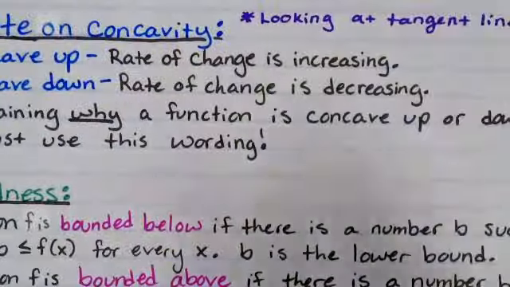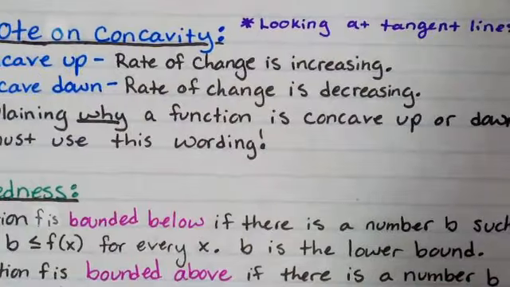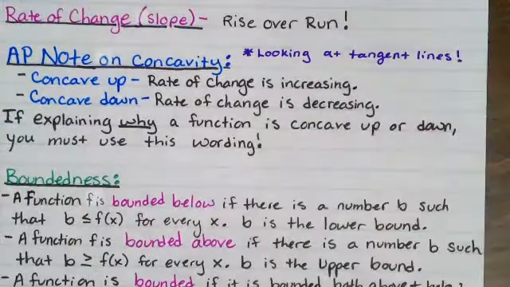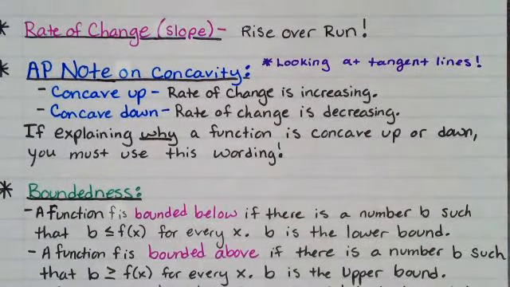Not just saying that it's curved one way or the other, but we want to talk about what that rate of change is doing. So that's just a little note on concavity for those of y'all taking the AP course. That is what they really want to see, not just which way it is curved. So if you're explaining why a function is concave up or down, we need to use that wording. The rate of change is increasing or the rate of change is decreasing.